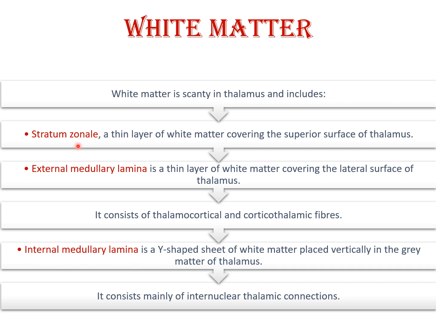First of all, the stratum zonale is a thin layer of white matter covering the superior surface of the thalamus. The external medullary lamina is a thin layer of white matter covering the lateral surface of the thalamus, and it consists of thalamocortical and corticothalamic fibers. The internal medullary lamina is a Y-shaped sheet of white matter placed vertically in the grey matter of the thalamus, and it consists mainly of internuclear thalamic connections.